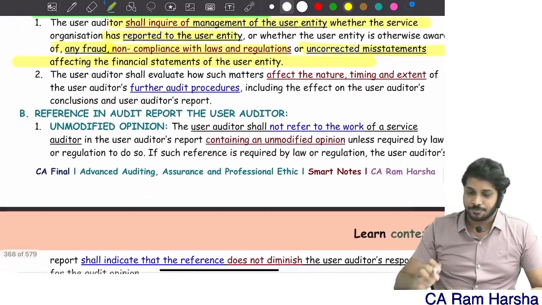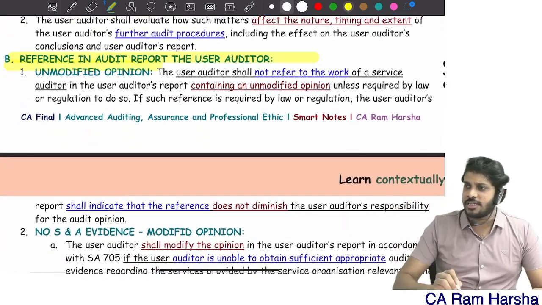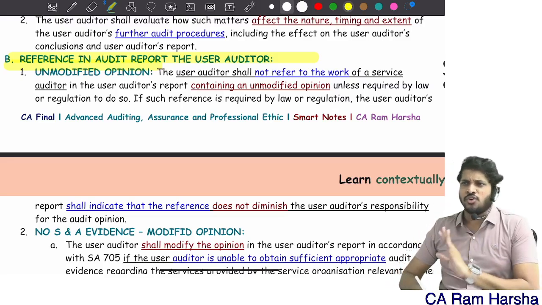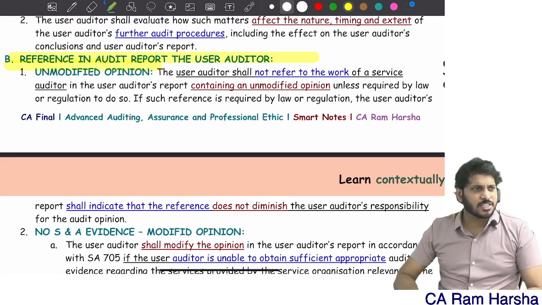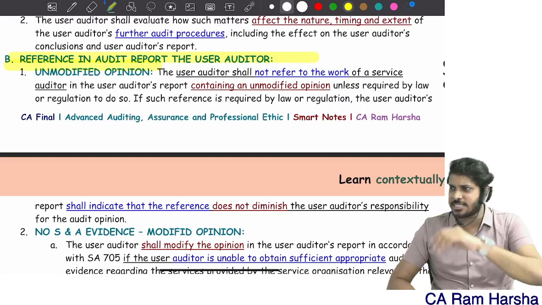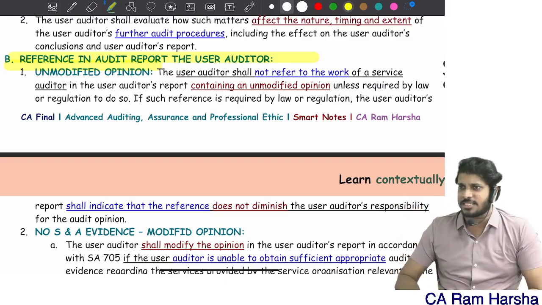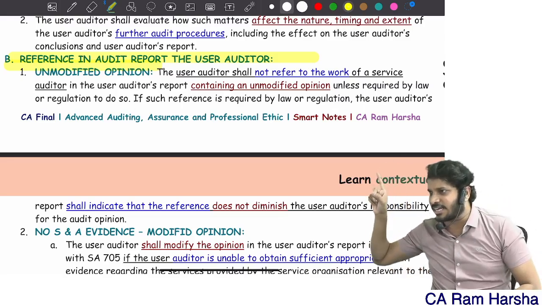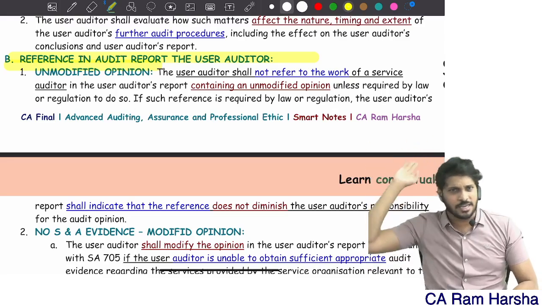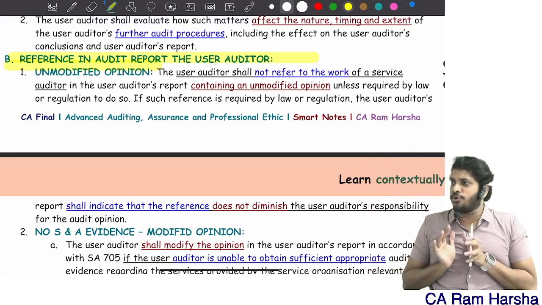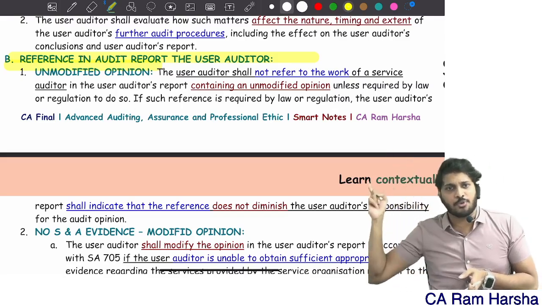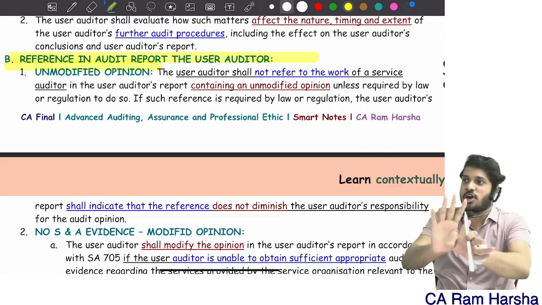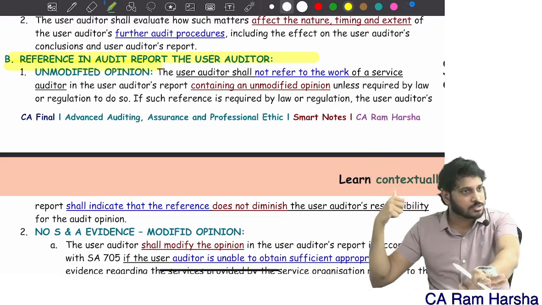Are you clear? Should I refer to the service auditor? Should I refer to the Type 1, Type 2 report in the user audit report? No need. You are only responsible ultimately for the opinion you are expressing. Just because you are using the service auditor's report, you cannot blame him that he is responsible ultimately for the opinion. For the opinion, you are only responsible. If his workings contain something wrong, he will be answerable. That's a different story. You prove that you followed 402 enough. He will prove whether he followed 3402 or not. Whether he followed 3402 is not your responsibility. Whether you followed 402 is not his responsibility.